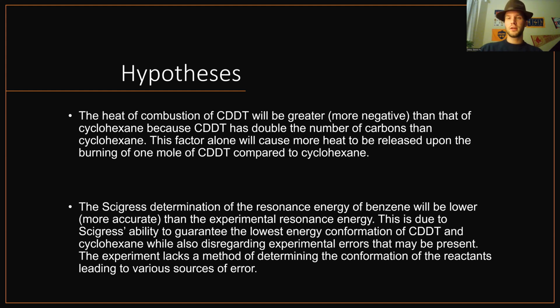Also, we will be comparing our resonance energy of benzene value to the computational software Sigris. And so I believe that Sigris will give us a lower, more accurate resonance energy value of benzene because it guarantees the lowest energy conformation of CDDT and cyclohexane, while our experiment doesn't. We're not aware of the conformations of these reagents.